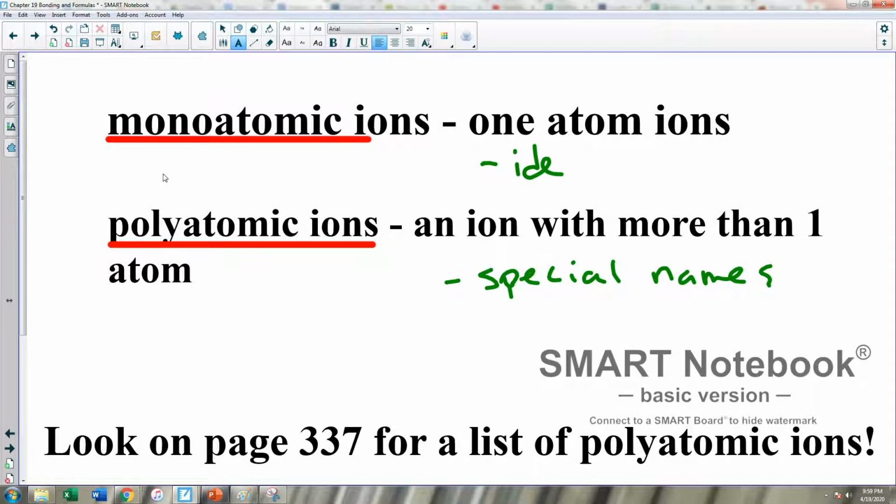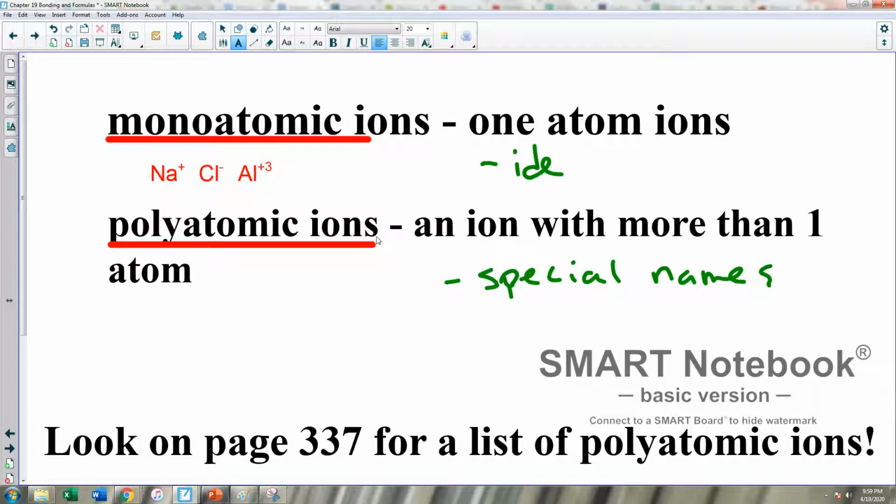So some examples of that would be sodium, Na plus 1, is a sodium ion. Another one would be chloride, Cl with a minus 1. Or there's lots of different others. I'll give you one more. Aluminum would be another monoatomic ion, Al, and that's a plus 3. So those are all just one element as an ion.